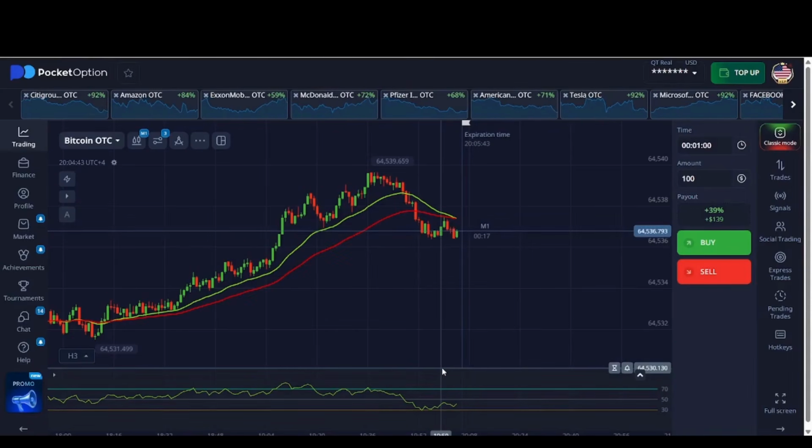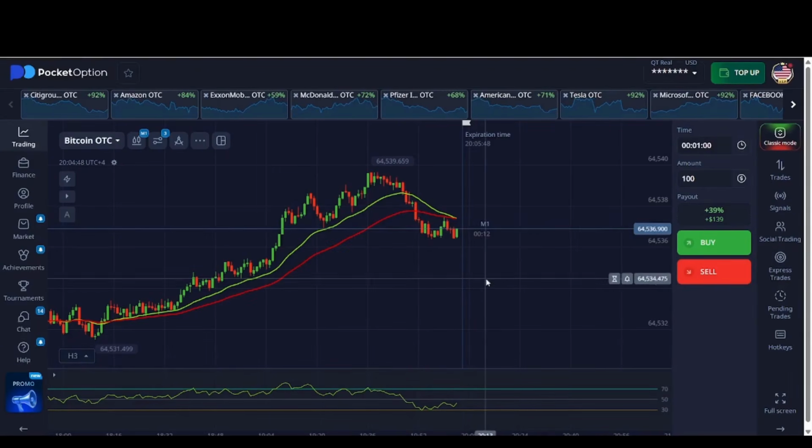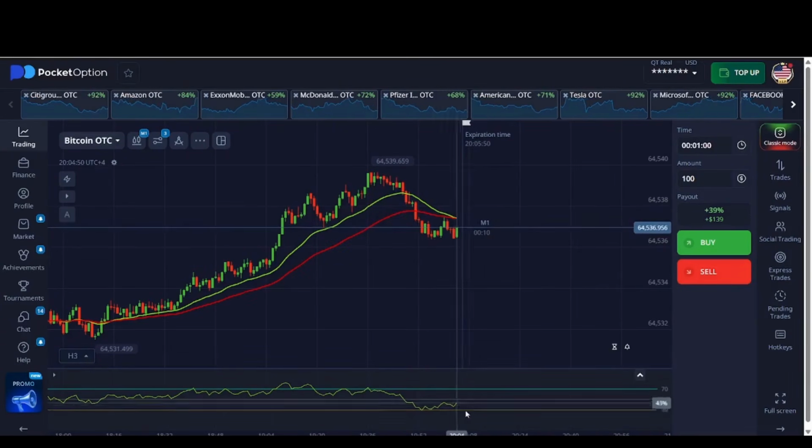But when you combine both indicators, the strategy becomes even more effective. When the candle touches the moving average and at the same time the RSI line touches the 50 level, you can look for a reversal trade. In this strategy, we are using the 50 level of the RSI instead of the 70 and 30 levels.